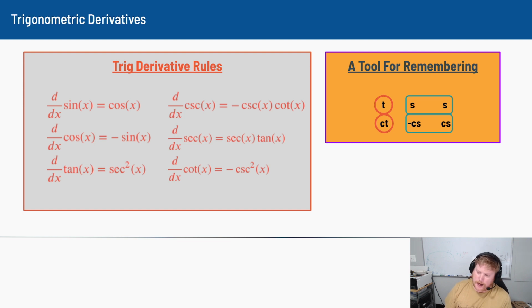And it works in the opposite direction as well. The derivative of secant is secant tangent, and the derivative of cosecant is negative cosecant cotangent. So just a tool that I've used in the past to help remember these. But ultimately, all 6 of these do need to be committed to memory. You will not get a formula sheet or anything on the AP exam.